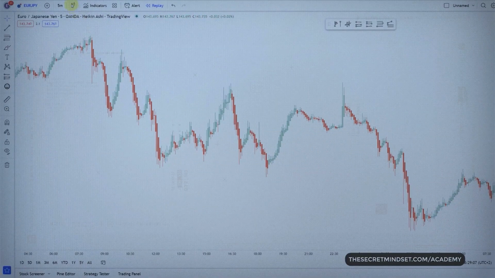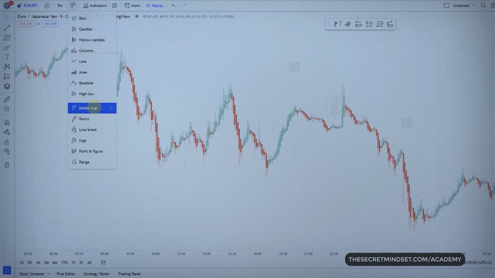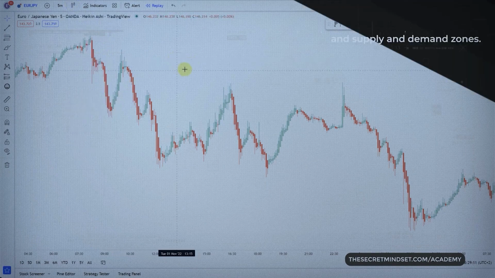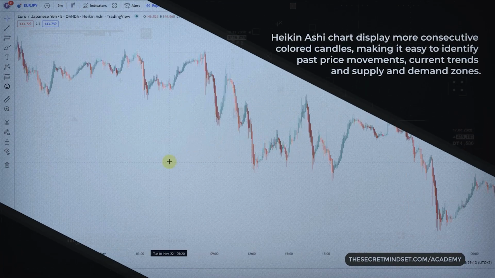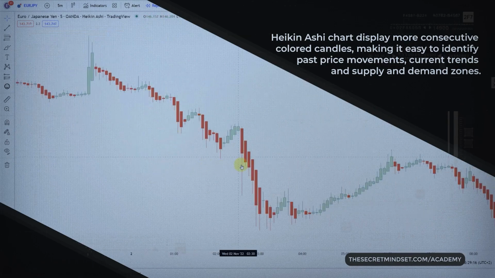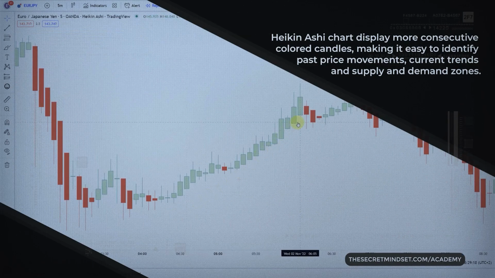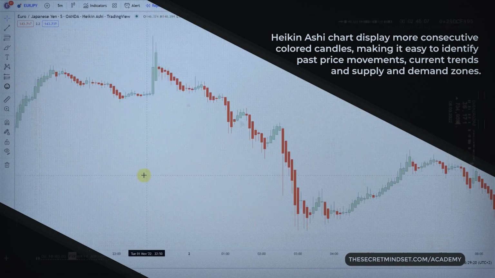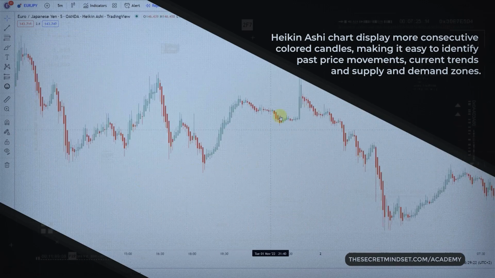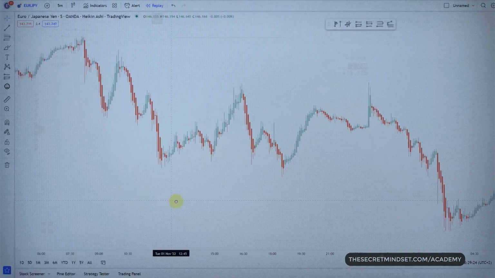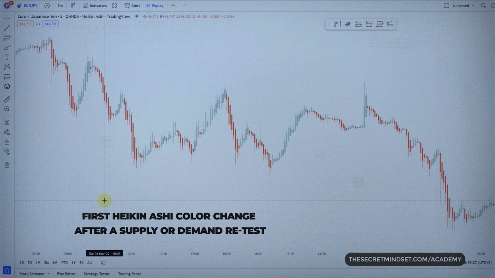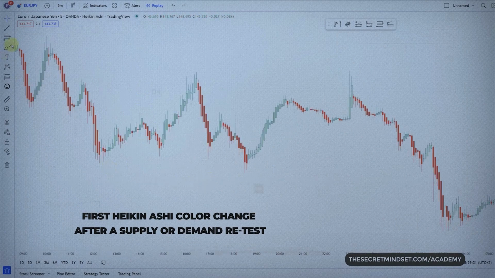Another indicator which will help you to trade supply and demand is Heikin-Ashi. That's because the candles on the Heikin-Ashi chart display more consecutive colored candles, making it easy to identify past price movements, current trends, and of course supply and demand zones. The first Heikin-Ashi color change after a supply or demand retest is an important signal to analyze.